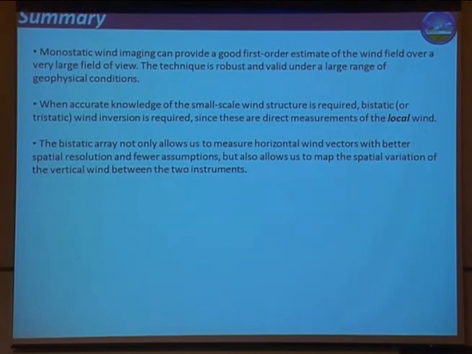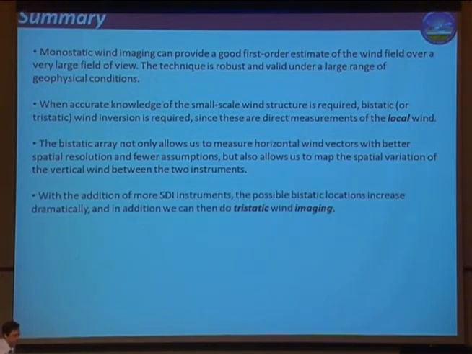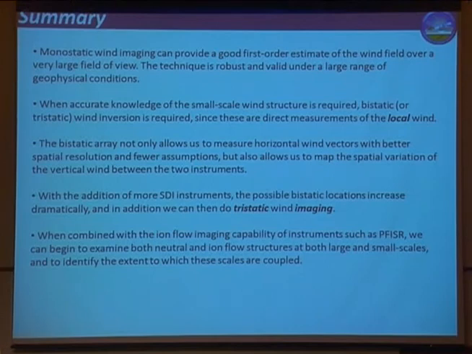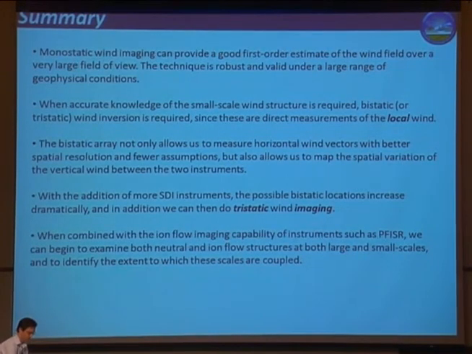So the bistatic array, as I mentioned, not only allows us to resolve horizontal winds at better spatial resolution, but we can also begin to start to map out the spatial variation of the vertical wind, which is really new. As we get more instruments, we can start to do tristatic imaging, and we also increase our coverage, as I mentioned. And when we combine the SDIs with the capability of instruments such as FISA, we can begin to examine the neutral and ion flows on a range of scales and maybe start to identify the extent to which these scales are coupled, which is some exciting new research. That's all. Thank you.